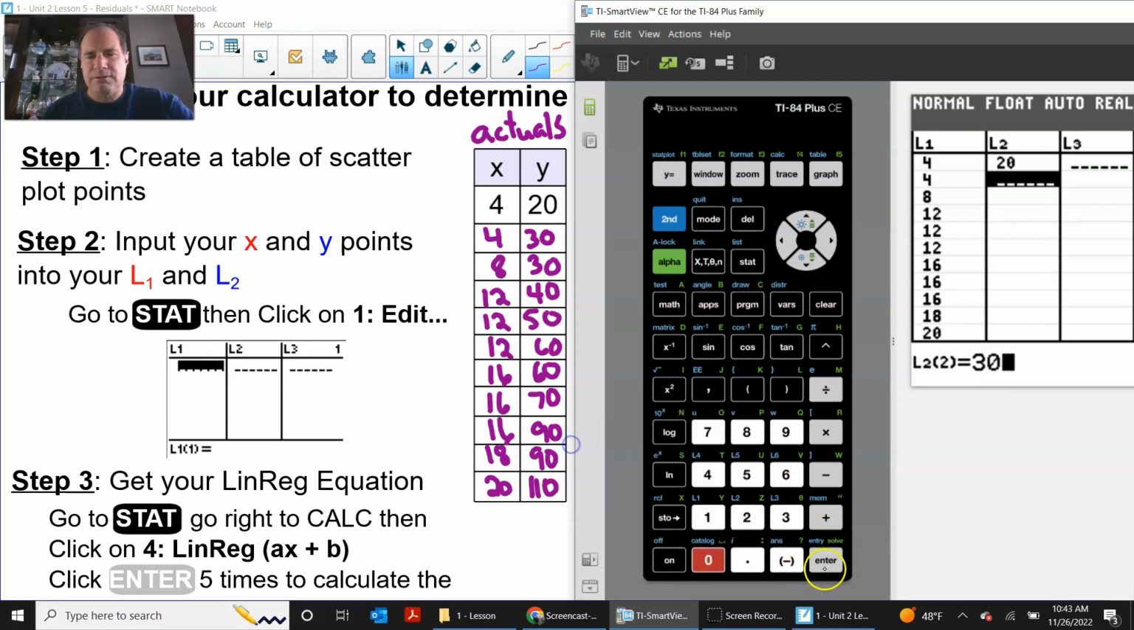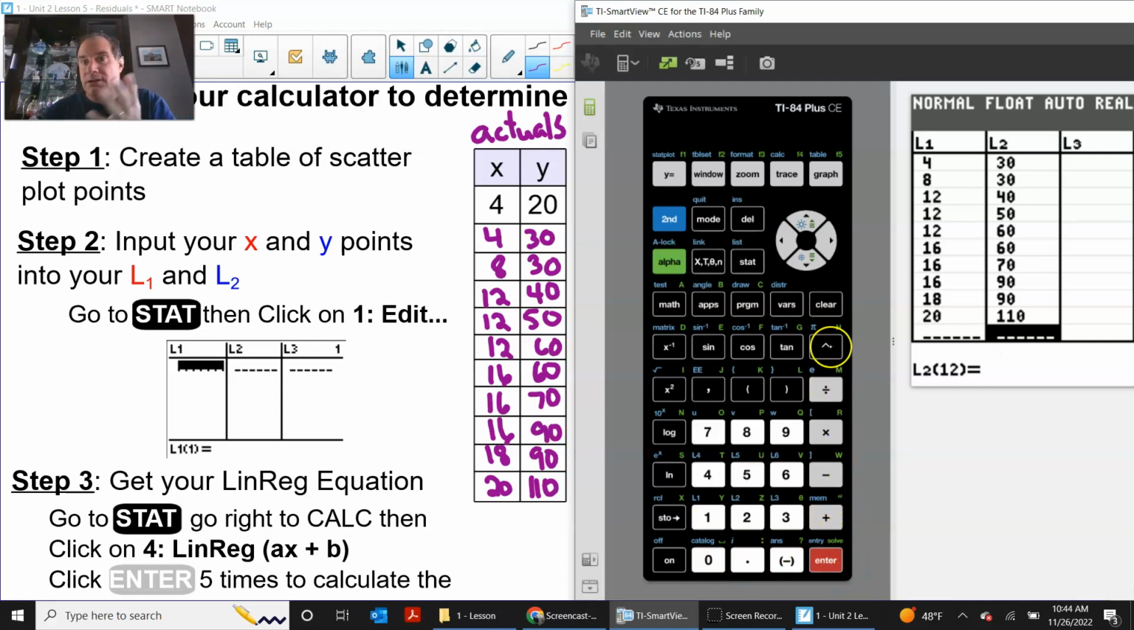I have 2 30s. Then I have 140, 150, 2 60s, 170, and just like this, 2 90s. It's nice and easy when you do that, and then the lists should be even on each side. If they're not, that means you made a mistake on one of the lists.